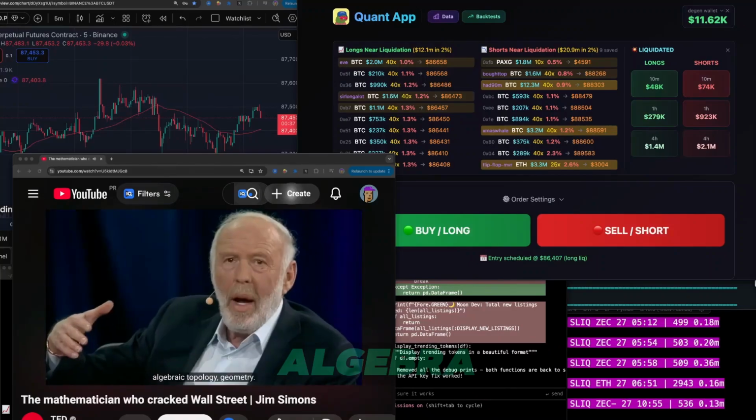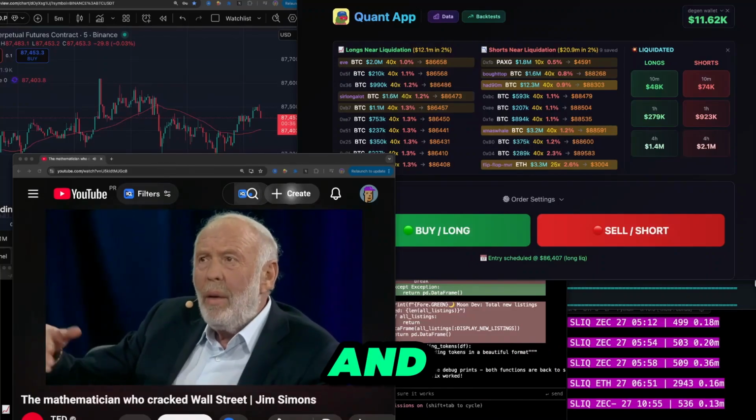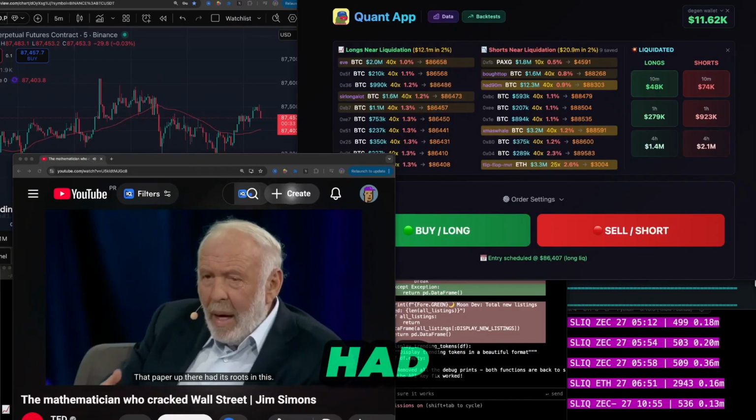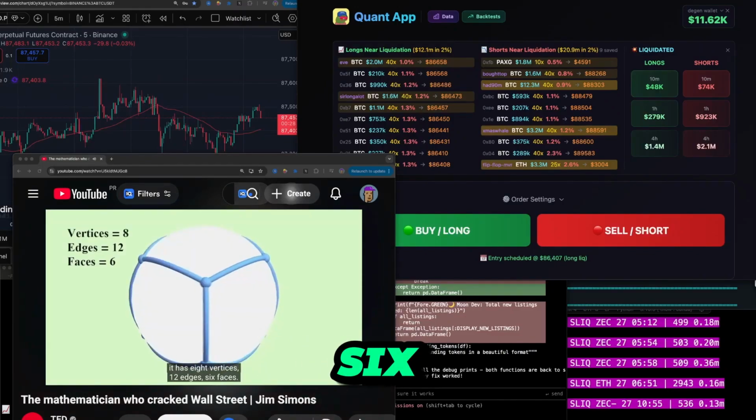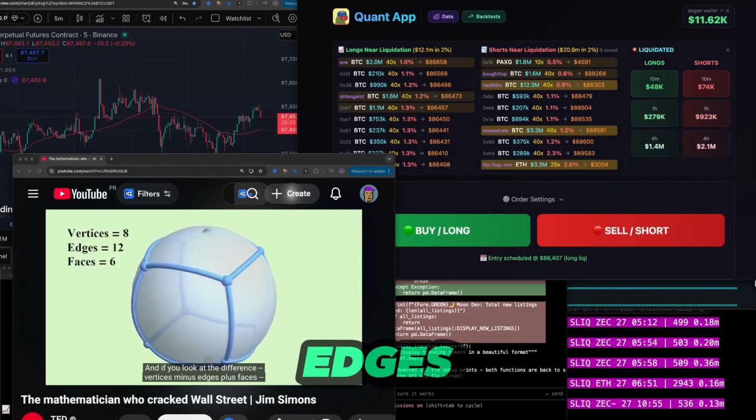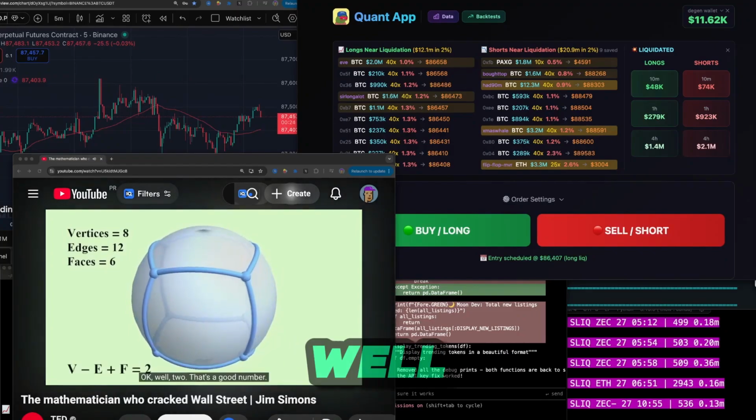Field in mathematics, algebraic topology, and geometry. And that paper up there had its roots in this. So here's this thing. It has 8 vertices and 12 edges and 6 faces. And if you look at the difference, vertices minus edges plus faces, you get 2. Okay, well, 2, that's a good number.